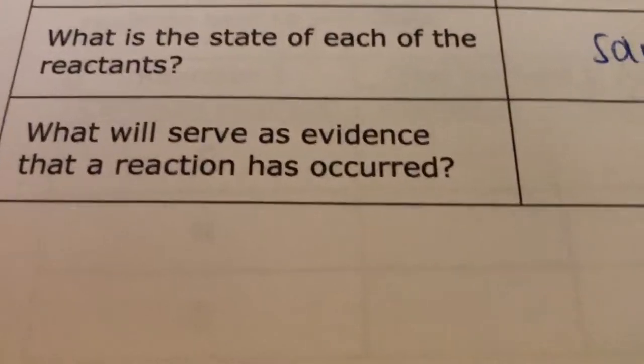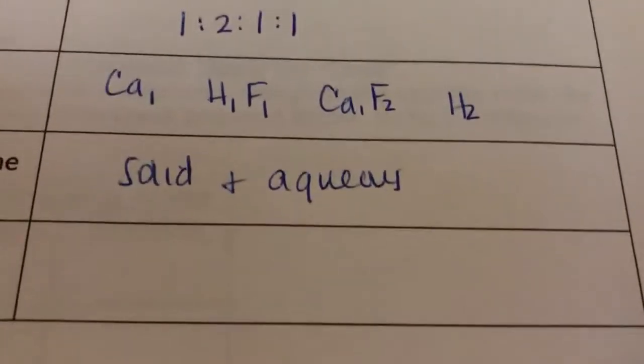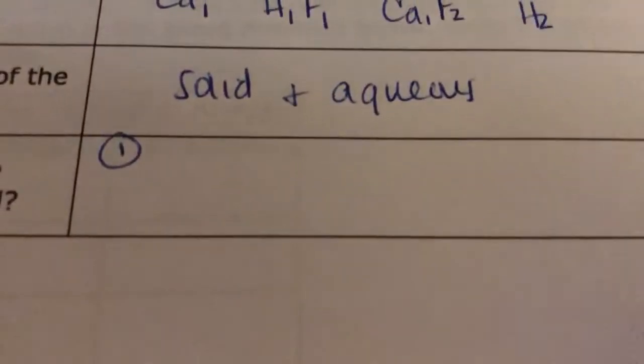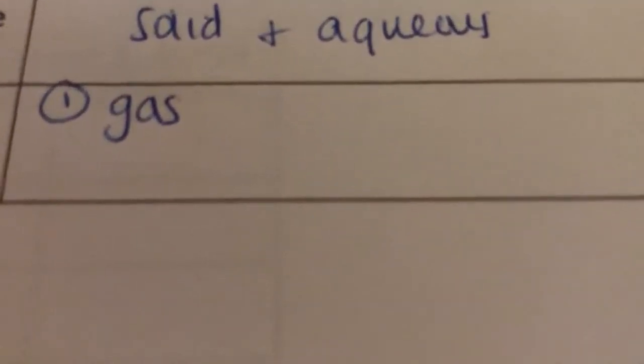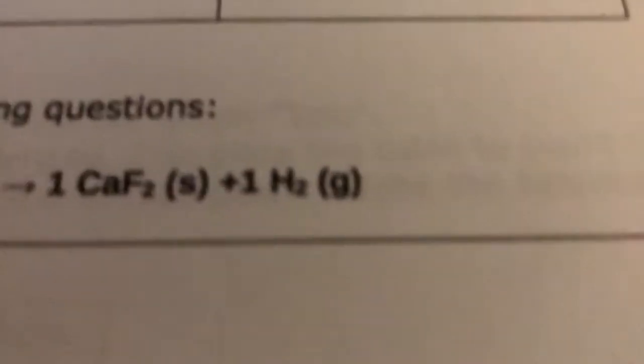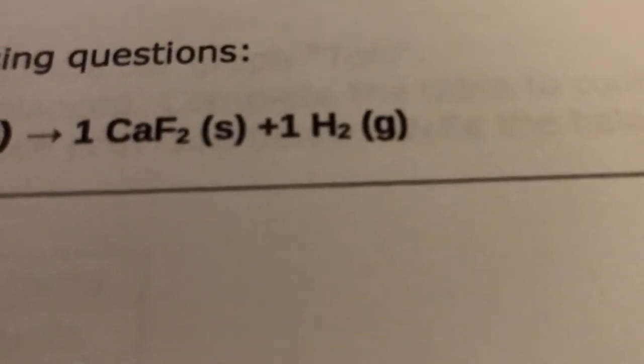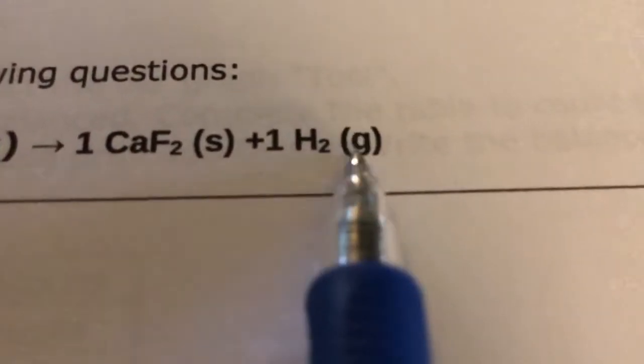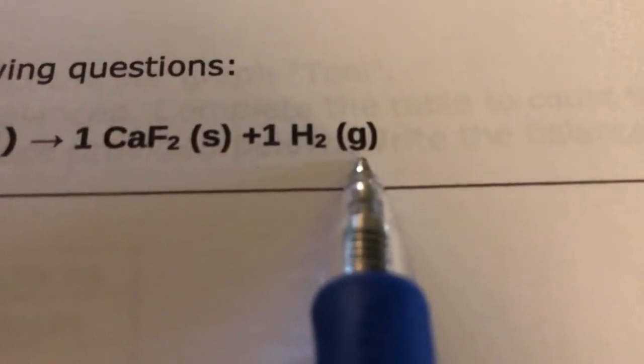What will serve as evidence that a reaction has occurred? So this goes back to our notes from a long time ago. We said that there are some indicators of a chemical reaction. One of them would be that a gas was produced. Did we have a gas produced in the reaction? Yeah, we sure did. We had hydrogen, a form of gas.